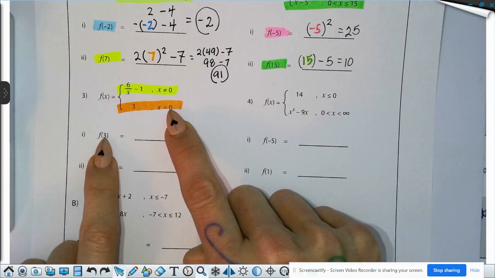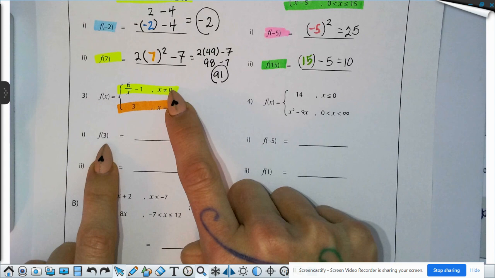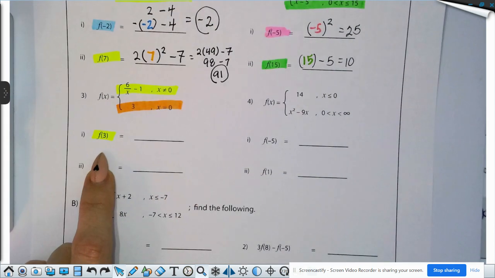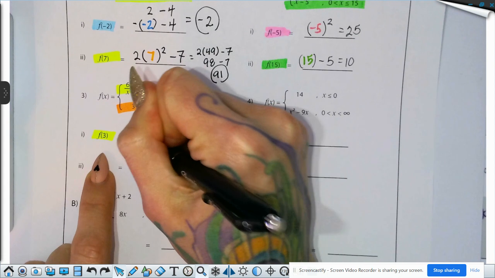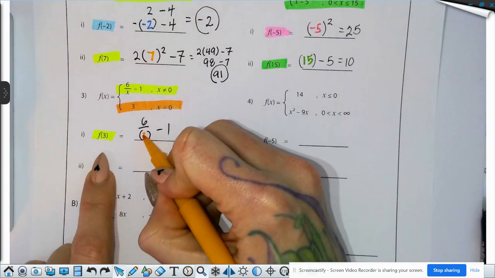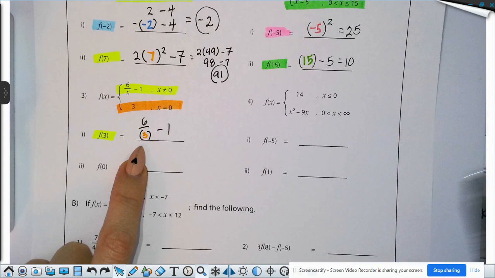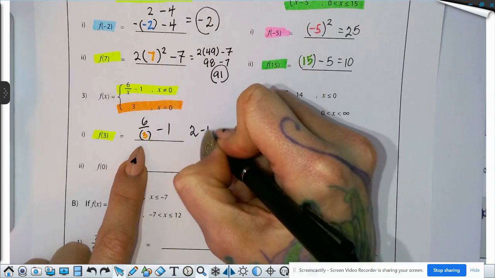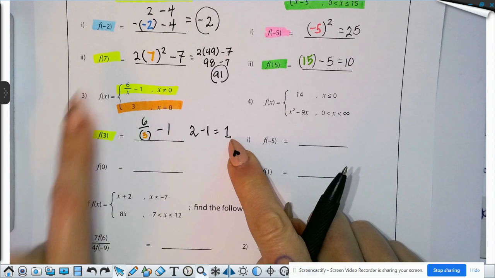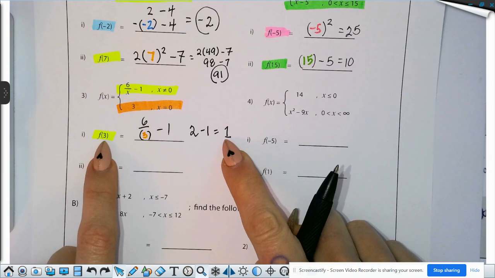So f of 3 is 3, 0. Hopefully that's a big no. And then is 3 not 0? 3 is not 0, so we are going to use that function. So we're going to do 6 divided by x minus 1, and in this case our x is 3. So 6 divided by 3 is going to be 2. Minus 1 is going to give us 1. So for this function, when x is 3, y is 1.